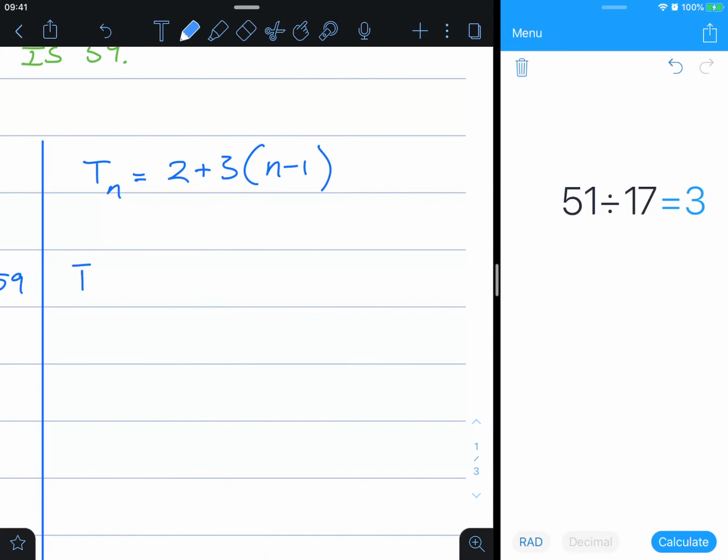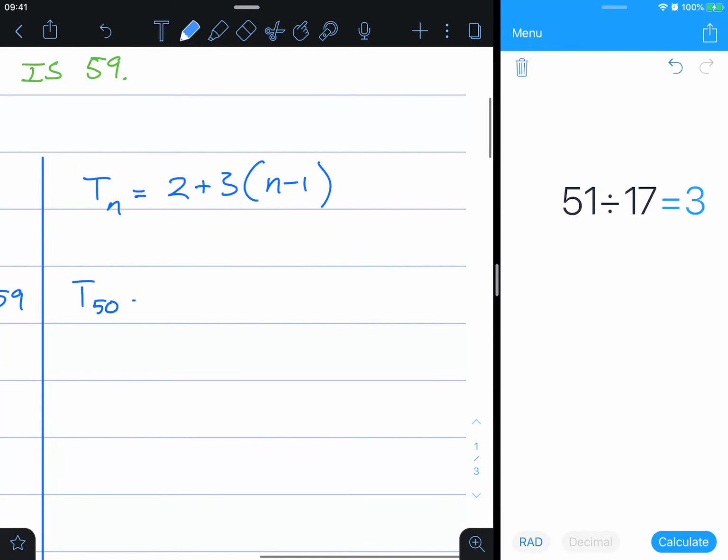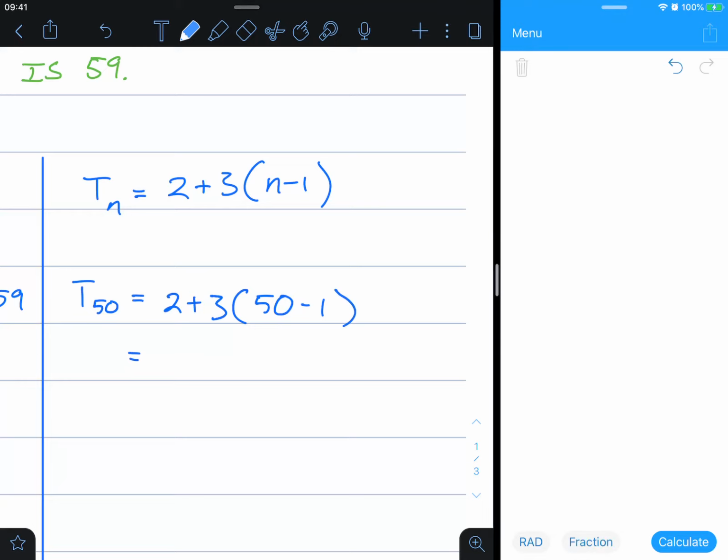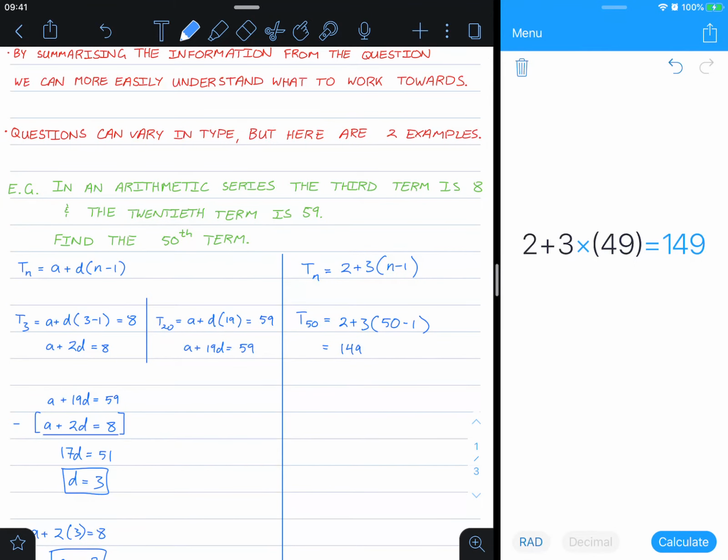So now we want the 50th term. Is that what we wanted? Yep, the 50th term. That's nice and simple. 2 plus 3(50 take away 1). That's 2 plus 3 times 49. Oops, that should be a 3. There we go, it's 149. So the 50th term is 149.